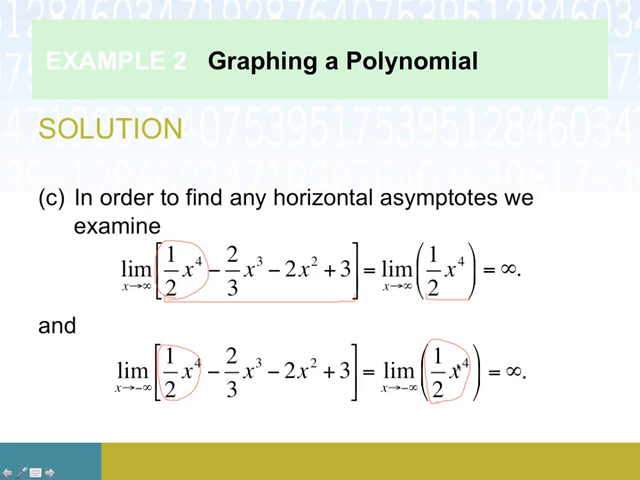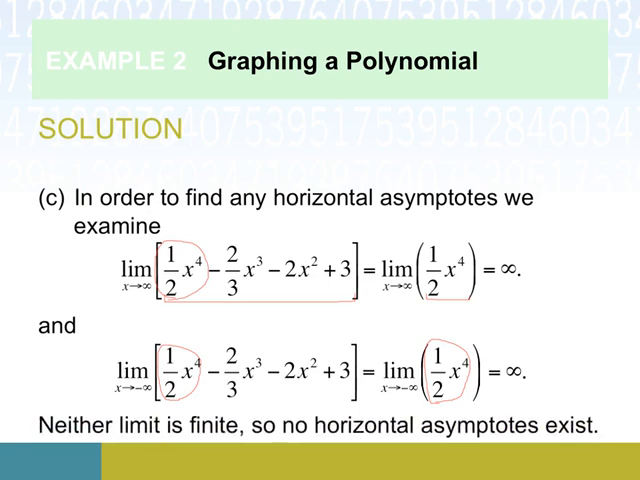Now, we're only supposed to care about these limits if they're finite values, if they're 0 or -2 or 10 or something like that. Infinity should imply that there aren't any horizontal asymptotes, because that was the real question. So neither limit is finite, so we don't have any horizontal asymptotes for this function.